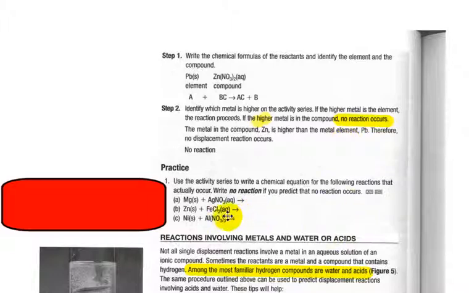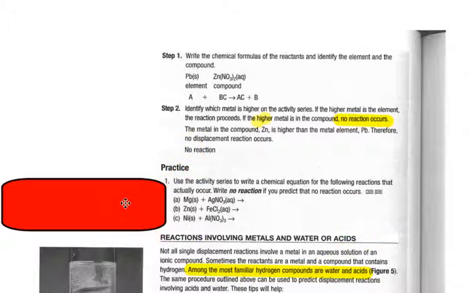Okay, the practice questions here. Use the activity series to write the chemical equation for the following reactions that occur. Write no reaction if you think that no reaction occurs. Otherwise, write the balanced equation, and we'll go from there. So maybe pause the video, maybe write the answers over here, and we'll see how you make out.